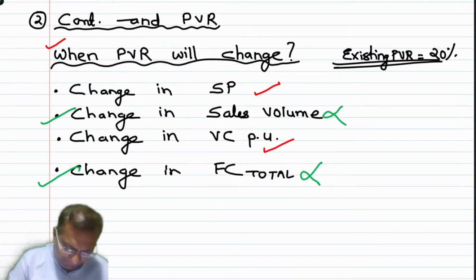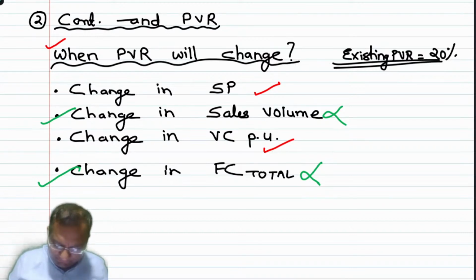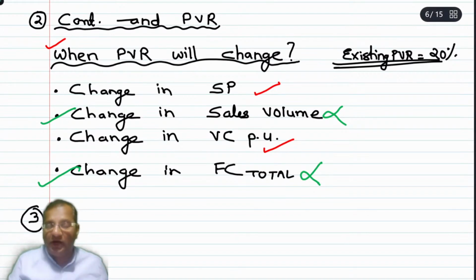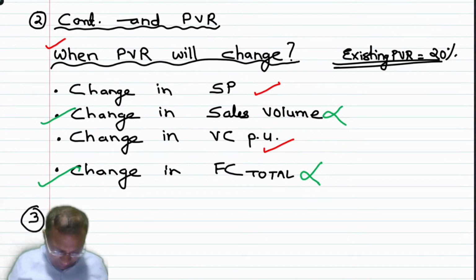Clear, beta? Chill. Now, third point. A very simple point, but useful in some of the questions.